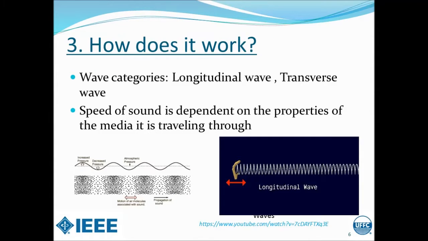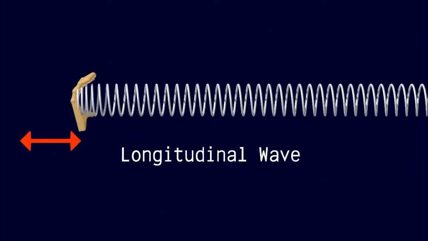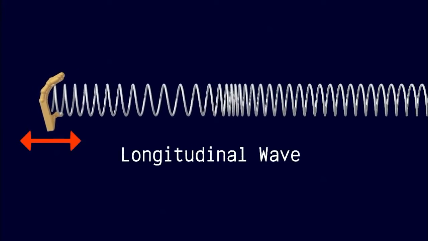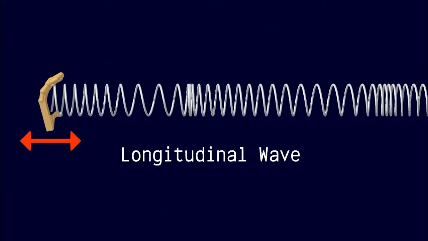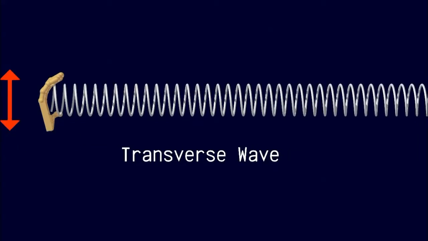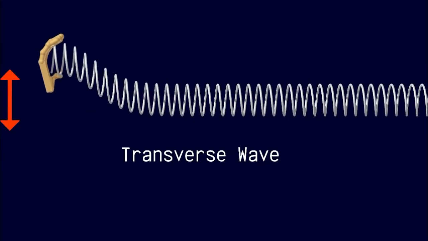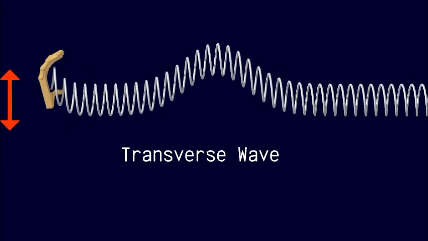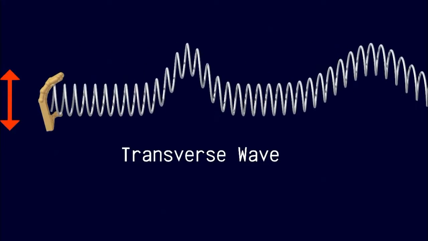Before we dive too deep into the properties of ultrasonics, we need to talk a little bit about waves. Two important wave categories, longitudinal and transverse waves, shall be discussed here in a minute. It is also important to note the speed of sound is dependent on the properties of the media through which it is traveling. In a longitudinal wave, the disturbance that makes up the wave is along the direction in which the wave travels. Longitudinal waves are also referred to as compression waves. In a transverse wave, the disturbance that makes up the wave is perpendicular to the direction in which the wave travels.